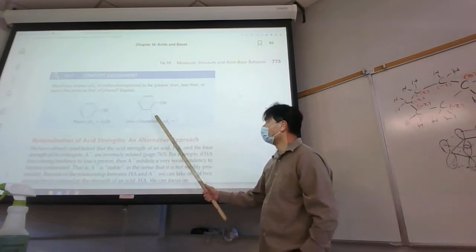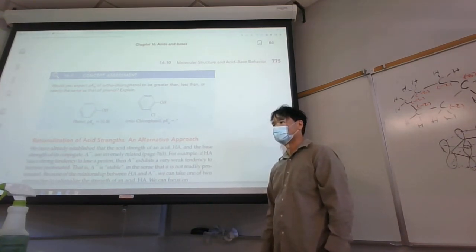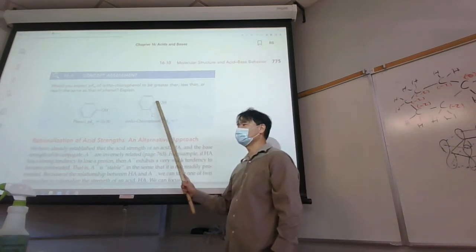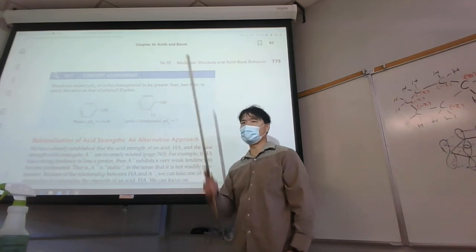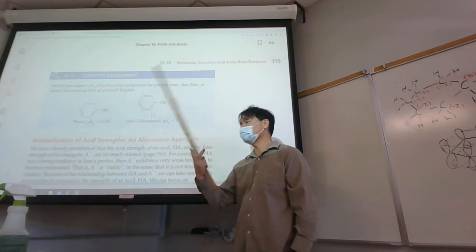What about chlorophenol? Should that be even more acidic or less acidic? More acidic. It should be more acidic. Why should it be more acidic? Because it's going to withdraw even more and make this hydrogen more positive. For acids, we want positive charge. For bases, we want negative charge. People confuse that all the time.